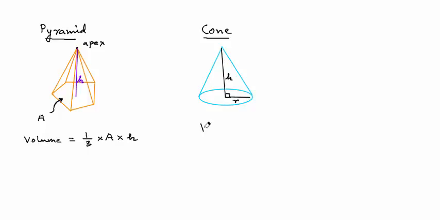And the volume of the cone is equal to 1/3 the volume of the corresponding prism. Now what is the corresponding prism for a cone?